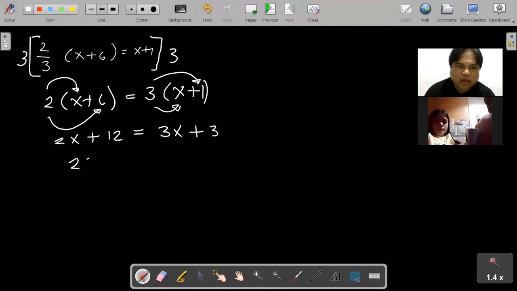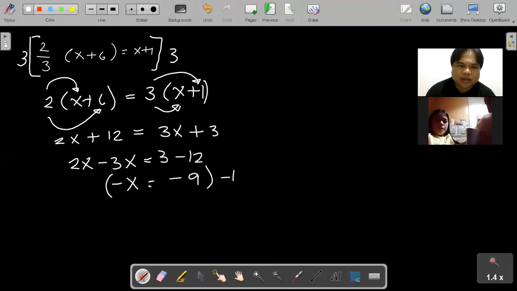So you have 2x minus 3x, which is negative x. 3 minus 12 is negative 9. You can't have a negative x, so you multiply both sides by negative 1. So negative 1 times negative x becomes x. Negative 9 times negative 1 is 9. That's the answer. It's the same.